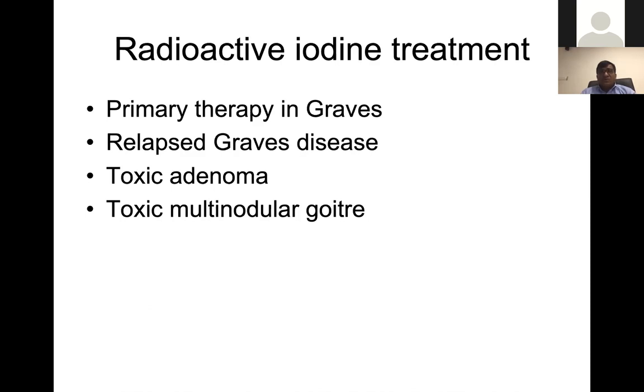So the two forms of definitive therapy are radioactive iodine therapy and surgical treatment. We can use radioactive iodine treatment as primary therapy in Graves'. In some countries they actually do this. They just don't want to wait, because we know only a third of people get spontaneous remission.